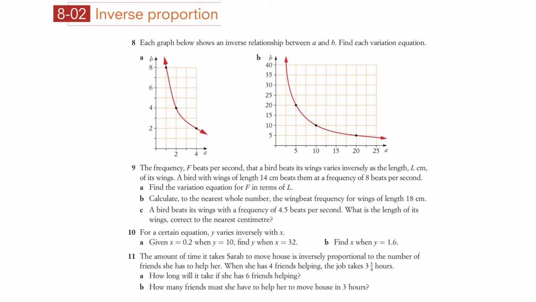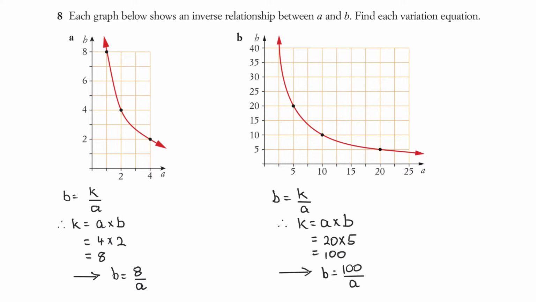Let's have a look at 8-02, inverse proportion. We're going to look at questions 8, 9, 10, and 11. Question 8: each graph below shows an inverse relationship between A and B. Find each variation equation. Let's have a look at this one first.